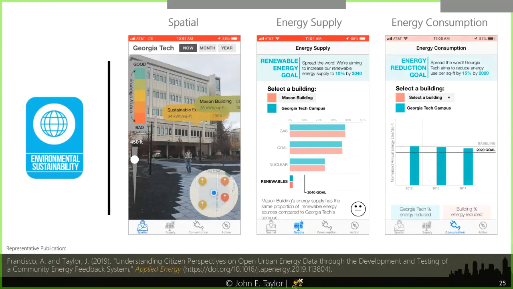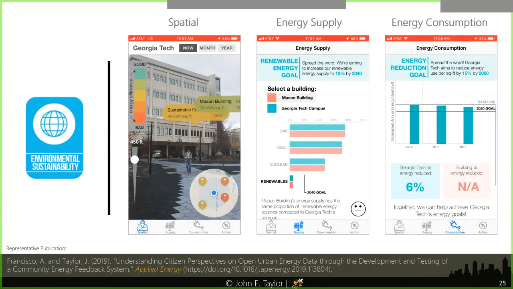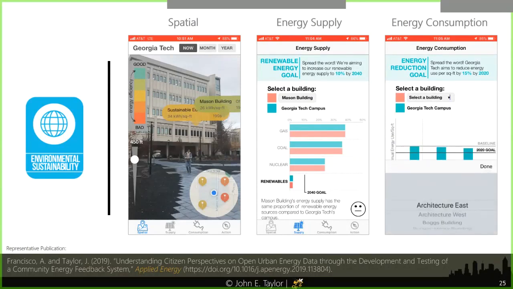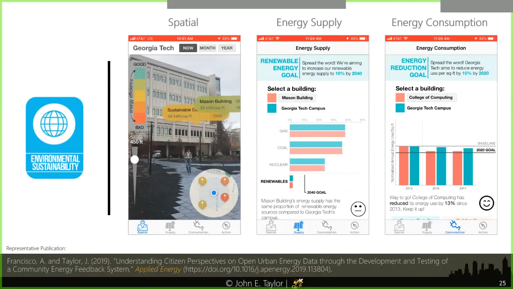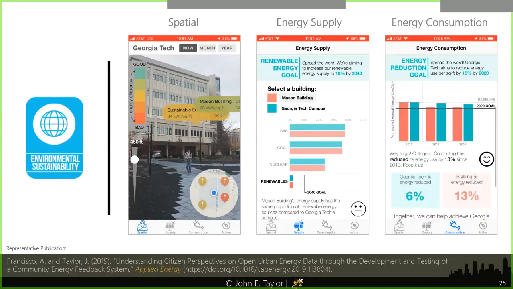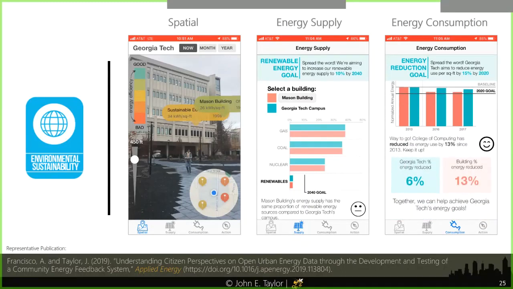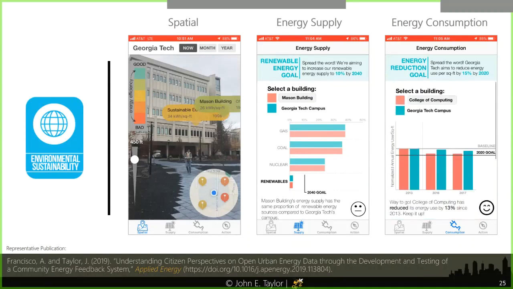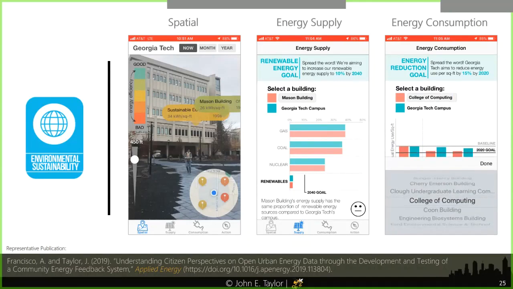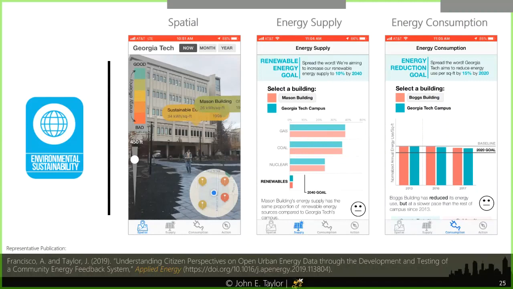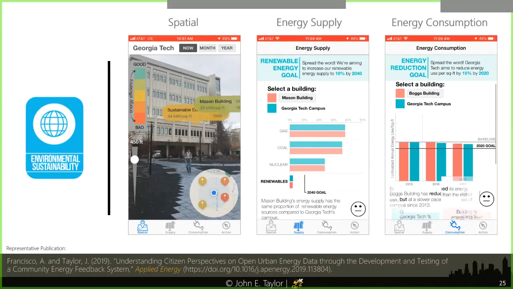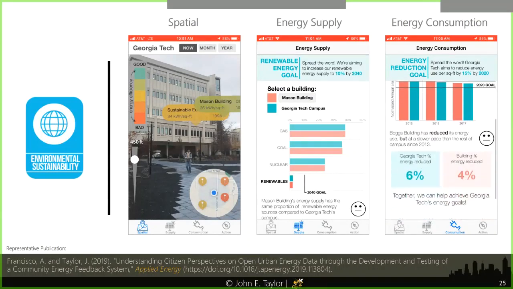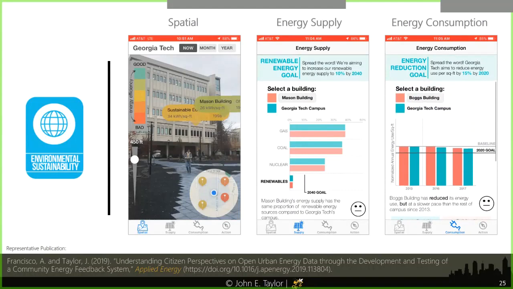with an idea of helping them and helping the campus to achieve its renewable energy goals. And then on the far right, there's an animation of the application where you can also look in more detail at the consumption of the building to see, how is it doing against its goal, against the campus goal? Is it actually helping Georgia Tech to achieve its objectives? And so this is an example of environmental sustainability of the campus.